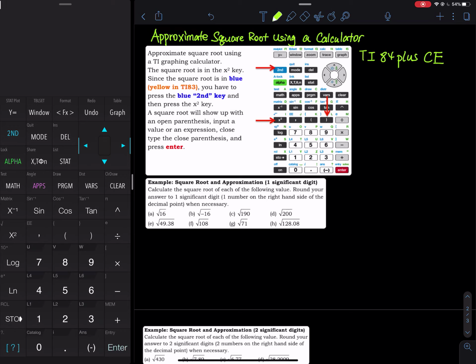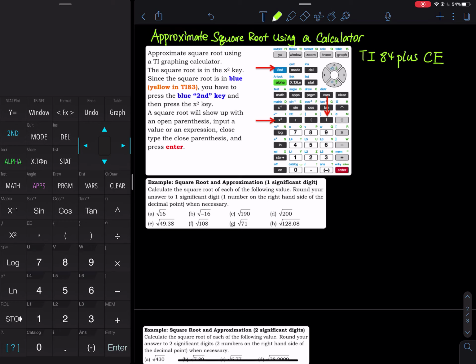Above the x square, do you see that there is a square root? Sometimes it is in yellow, sometimes it is in blue. For the TI-84, it is blue. I believe for the TI-83, it is in yellow. Since that is blue, in order to get to the blue square root, you have to press the blue key, which is the second, and then you press the x square. So that gives you the square root, right?